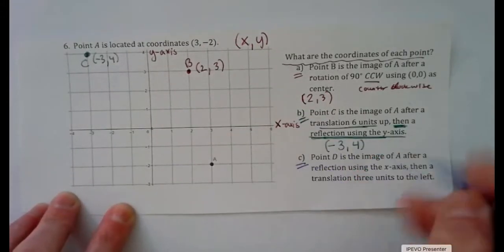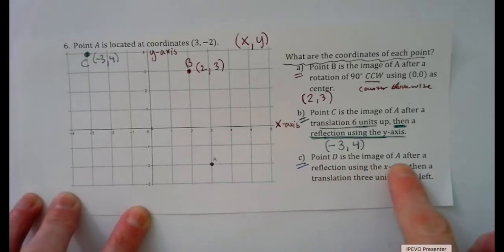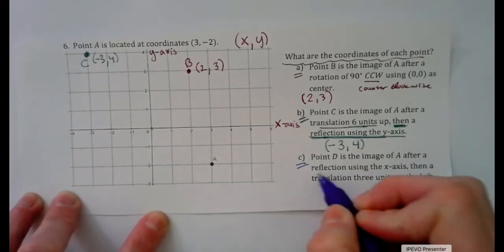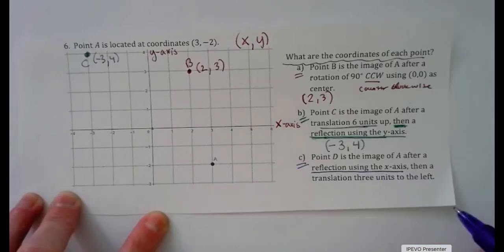And then finally, point D is the image of A after a reflection using the x-axis, then a translation 3 units to the left. So the first thing is a reflection using the x-axis.